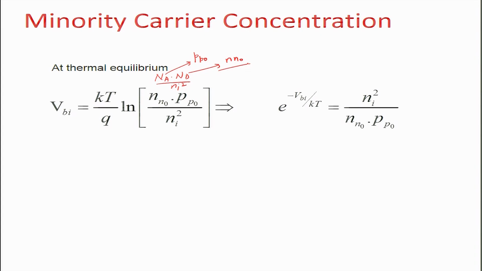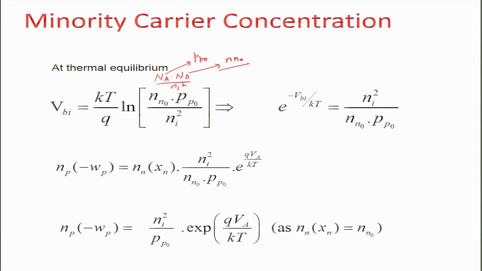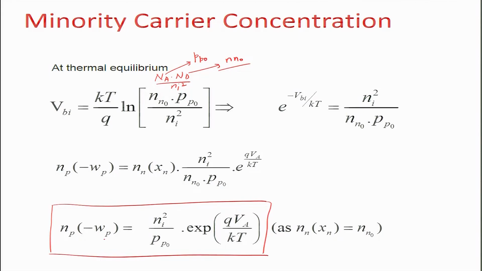Now if you substitute this, you get a relation. So you just need to substitute. If you do that, you get a relation for Np(-Wp). Np(-Wp) turns out to be ni square divided by Pp0 into exponential of qVa divided by kT. This is the electron concentration on the p side at the edge of the depletion region, so it is a minority carrier, right?